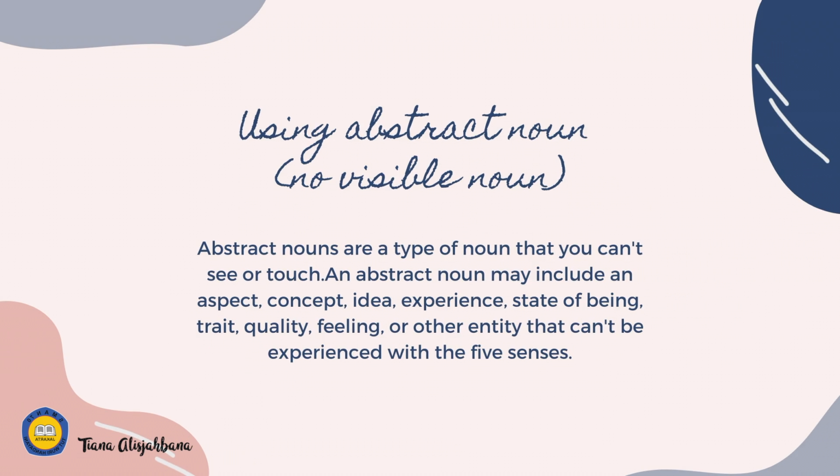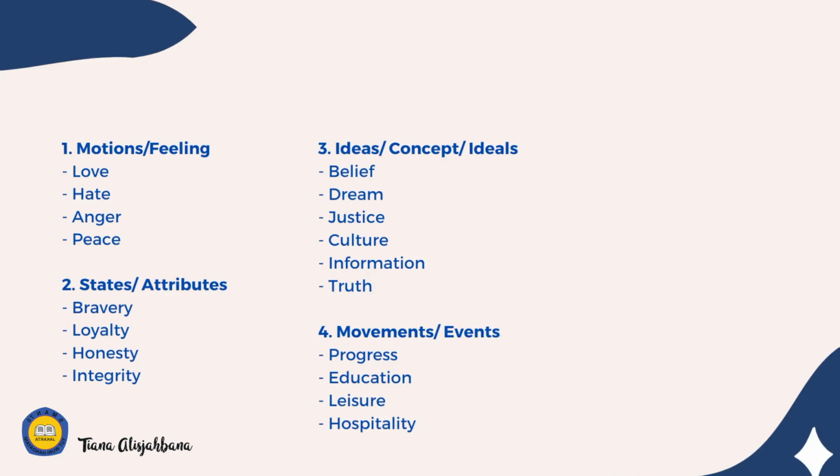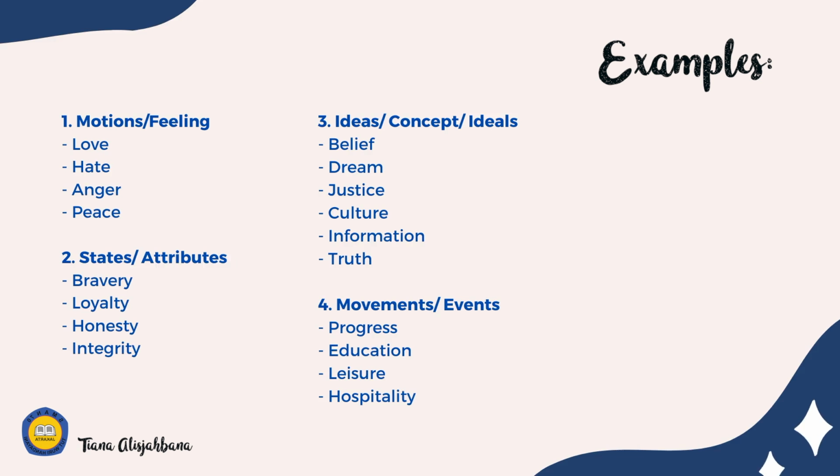Okay, moving on, an explanation text uses an abstract noun, also known as no visible noun. What is that? Abstract nouns are a type of noun that you can't see or touch. An abstract noun may include an aspect, concept, idea, experience, state of being, trait, quality, feeling, or other entity that cannot be experienced with the five senses. Here are some examples.